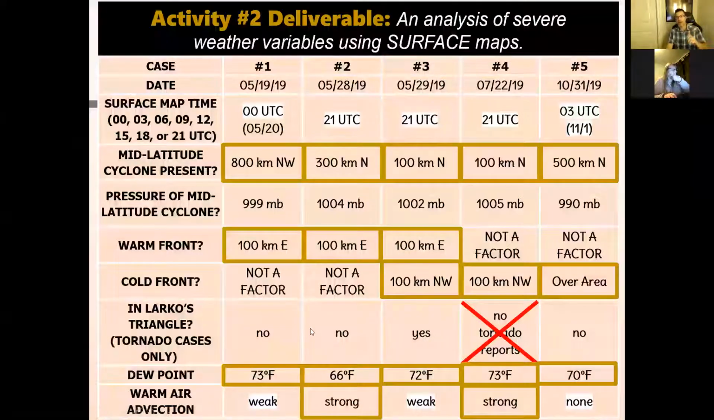So for the final step, after the data collection, what students are going to do for each of these activities is they're going to shade in, or what I've done here was I've highlighted with a box with an outline around the cell, those parameters, those variables that are conducive for severe weather. So for example, dew point, it's known in meteorology that if the dew point's greater than 65, it's conducive for severe weather. And in each of the 5 cases, we in fact had a dew point greater than 65. So it gets shaded in.